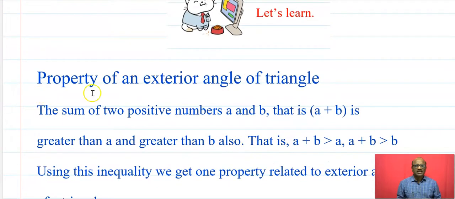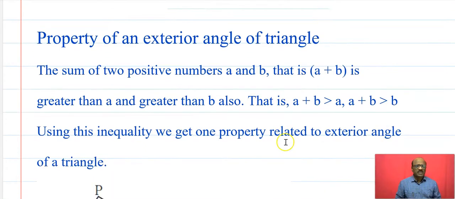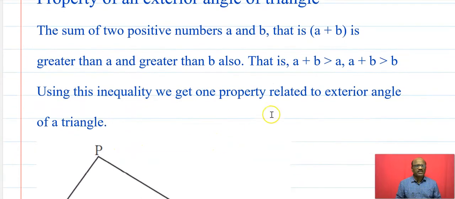Now, let's learn the property of an exterior angle of a triangle. The sum of two positive numbers A and B, that is A plus B, is greater than A and greater than B also. If we add two numbers, their sum is individually greater than A and greater than B also. The same property we applied here, that is A plus B is greater than A and A plus B is greater than B. Using this inequality, we get one property related to the exterior angle of a triangle.